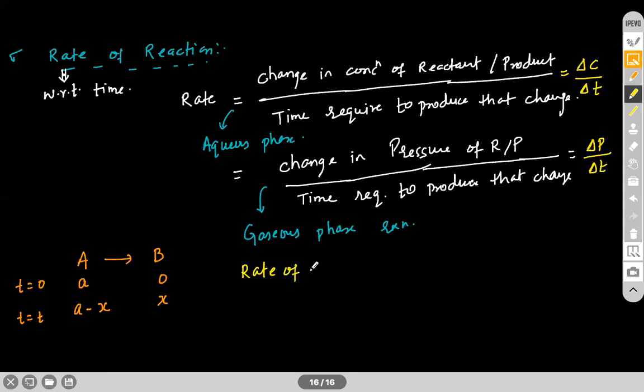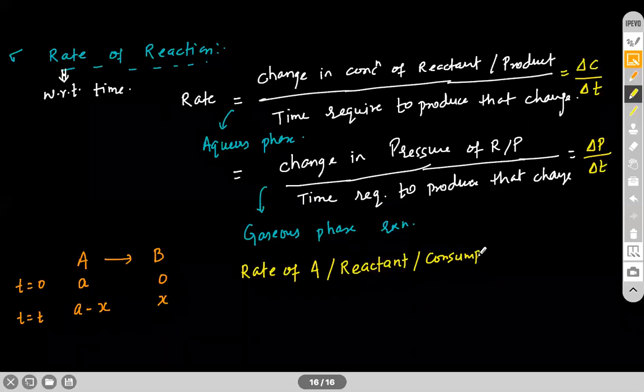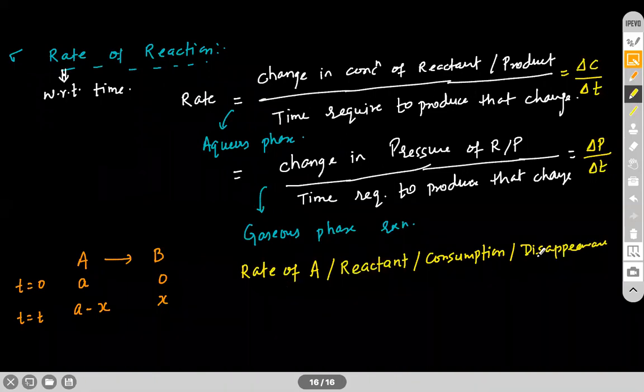So rate of A we will write. What is A? A is the reactant. So rate of A, rate of reactant are the same thing, right? Reactant is getting consumed, so rate of consumption also we write. All these terms they use in the book, so you must know the terms that we are using. Reactant is getting consumed, so consumption, or we can also say rate of disappearance. All these terms we use for the reactant species.